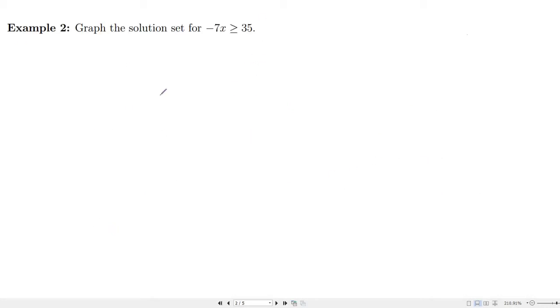Okay, so let's continue solving our linear inequalities, and we're going to graph the solution set for this linear inequality. Now, one thing I want to point out that hopefully you'll have noticed after reading your textbook carefully in this section, is that we need to reverse inequalities when we multiply or divide by a negative.